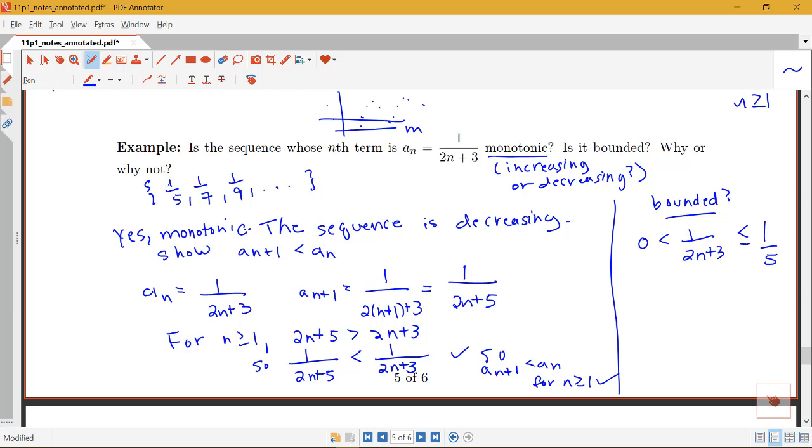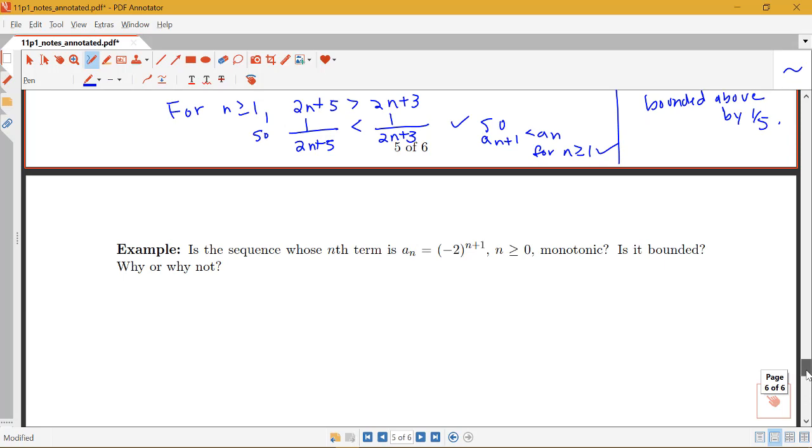So this is decreasing. 1/5 is our first value. The values get smaller and smaller and smaller after that. So we could use 1 as our upper bound. We could also use 1/5 as the upper bound. Really anything that's bigger than 1/5 will also work. So it is bounded, since it's bounded below by 0 and bounded above by 1/5. So that gives you an idea of something that fits both of those conditions.